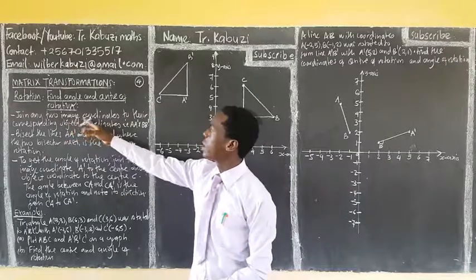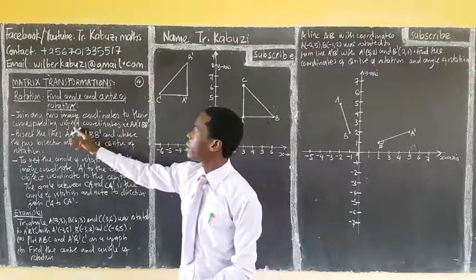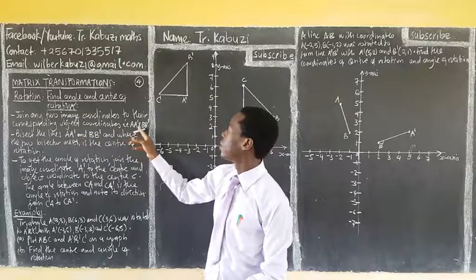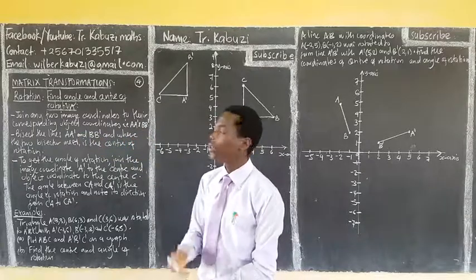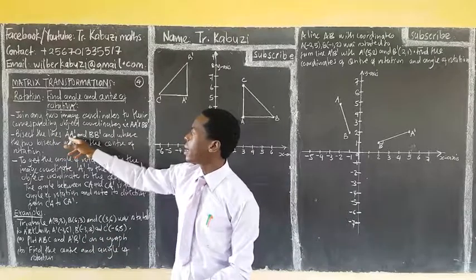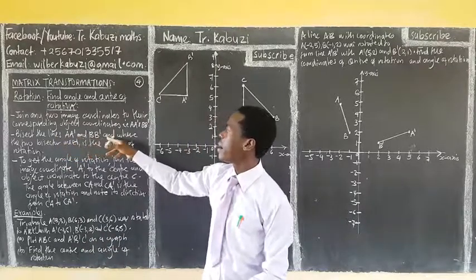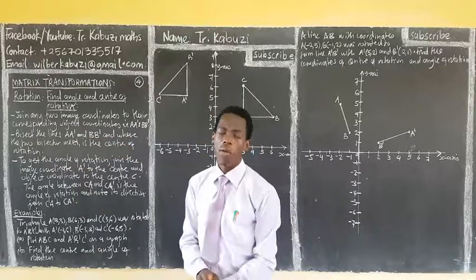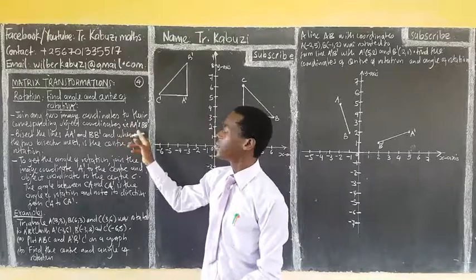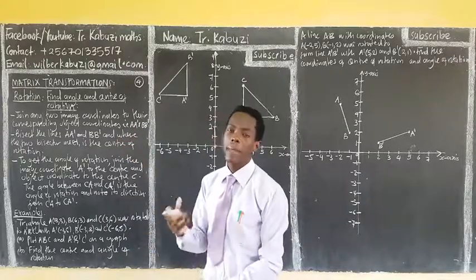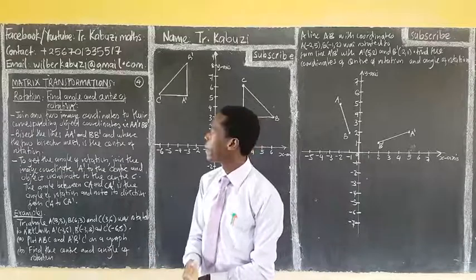Join any two imaginary coordinates to their corresponding object coordinates, i.e. you join A to A prime and B to B prime, any two. Bisect the lines A A prime and B B prime, and where the two bisectors meet is the center of rotation. So after joining these two, we bisect them. Then where those bisectors meet, it's the center of rotation with ease.